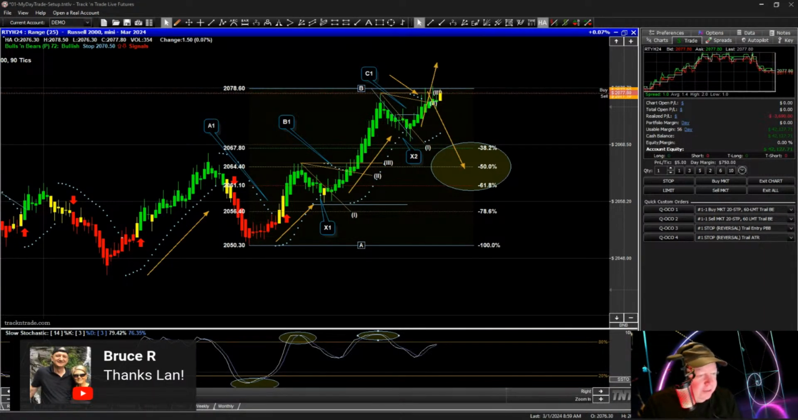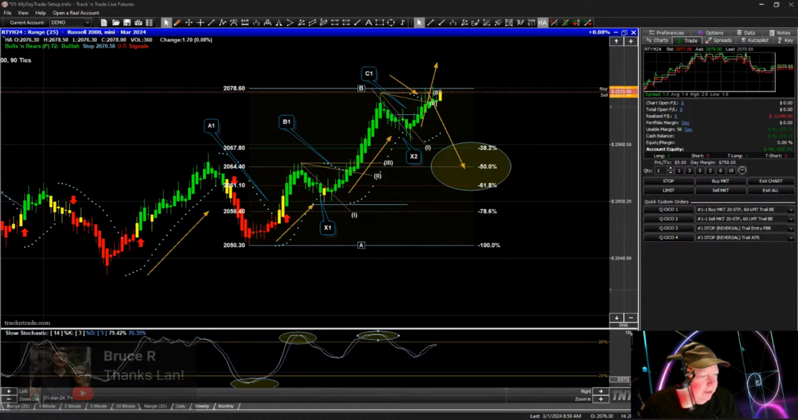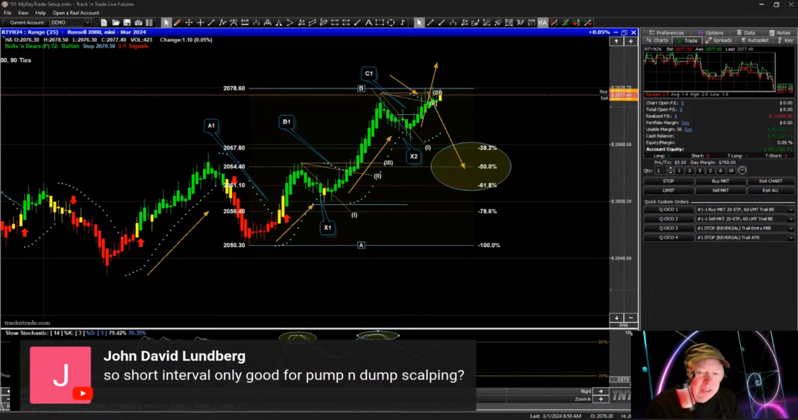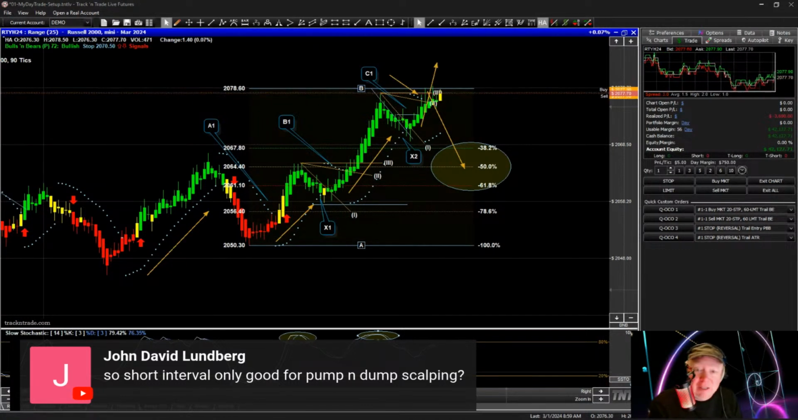All right. Thanks, guys. And so short interval, only good for pump and dump scalping. Yep, exactly. And these little tiny range bar charts are tough too. This Russell I've got on the range 25, and it seems to slow down a little bit. It's not so bad, but I don't know. I like range bar 6 when the markets are not moving so wild and crazy. That's the one I've kind of settled on. I like the range bar 6, and I do that at 10 o'clock, 11 o'clock. Those are kind of the time frames I like to trade, and range bar 6 seems to be pretty good on those.